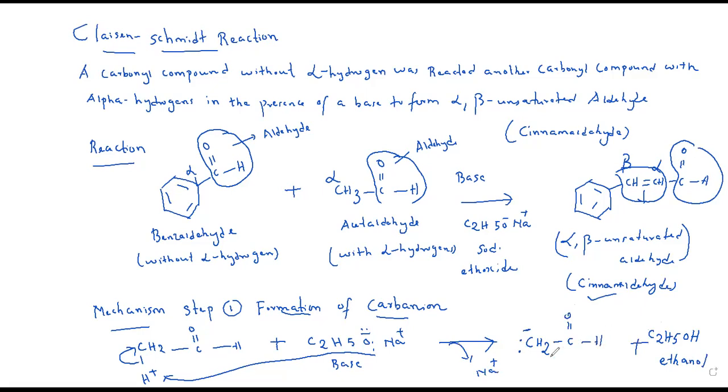Now, how did you get the lone pair of electrons on carbon? As I told you just now, due to the electronegativity difference between carbon and hydrogen, the electrons which are present in the sigma bond will migrate towards carbon. Therefore, I have designated that carbon with a negative charge. So this is nothing but your carbanion, which is your step number 1. Next we'll go for step number 2.